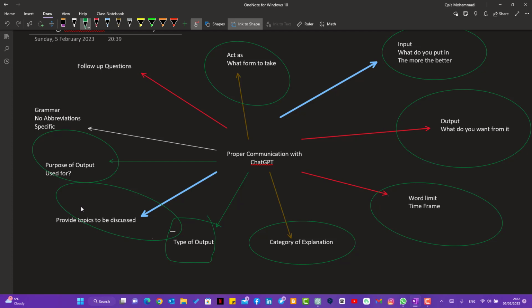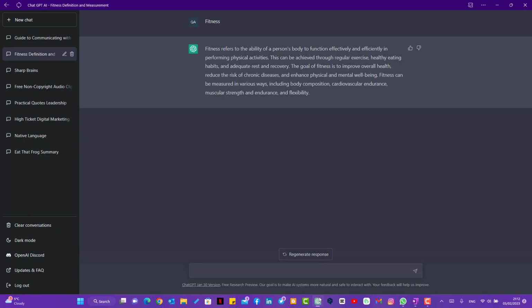Or maybe you will tell ChatGPT that you're going to use it for a blog, in order to write a book, in order to write an article, in order to write an academic paper, or in order to prescribe it to someone. Keep also in mind grammar. Do not use abbreviations, or if you do, you have to explain the abbreviation in the beginning and be more specific. Also, do not forget the power of follow-up questions with ChatGPT. So let's look at all of them together in a practical example.